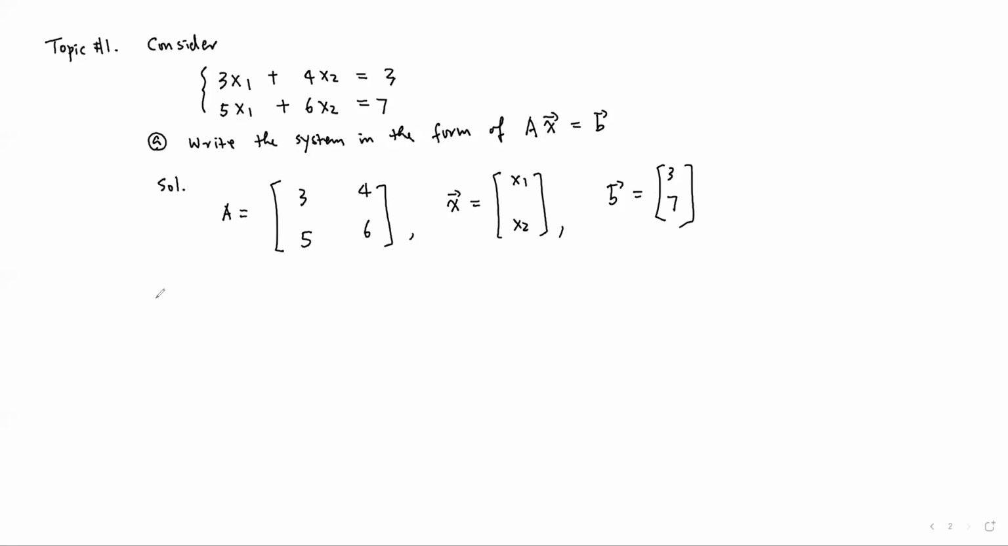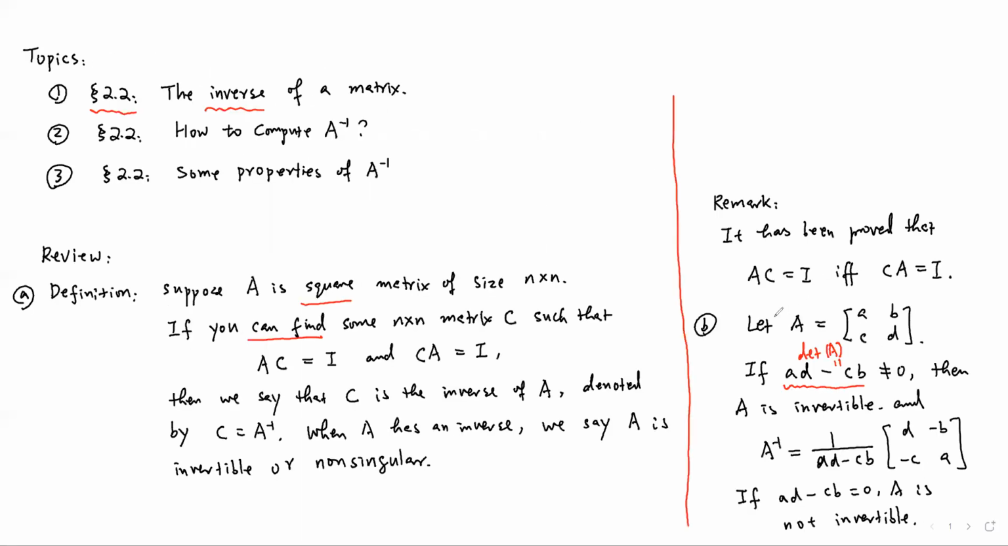Second question. Is the coefficient matrix invertible? We need to use this theorem. Because the coefficient matrix is 2 by 2, we can use this theorem. Now we check the determinant.